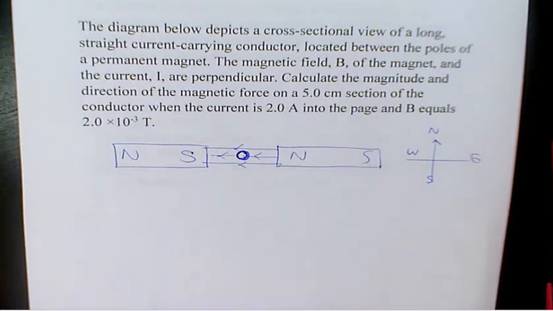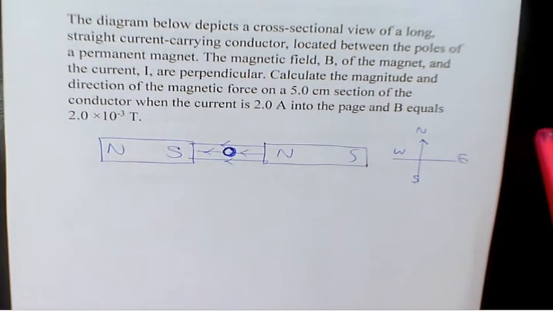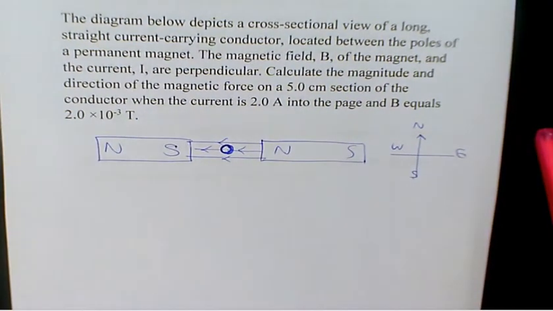The diagram below depicts the cross-sectional view of a long, straight current carrying conductor located between the poles of the permanent magnet. The magnetic field of a magnet and a current I are perpendicular. Calculate the magnitude and direction of the magnetic force on a 5 cm section of the conductor when the current is 2 amps into the page and B equals 2 times 10 to the power of negative 3 Tesla.